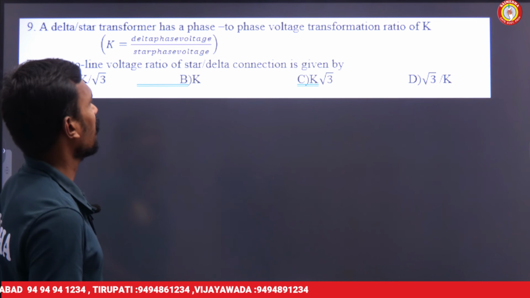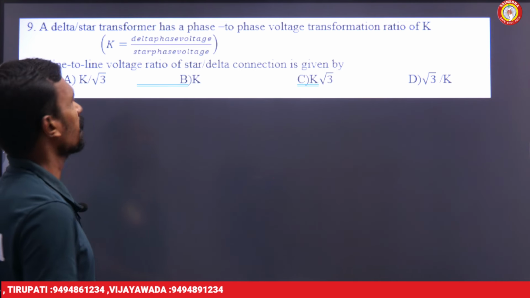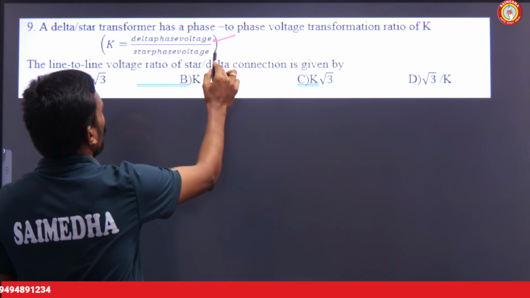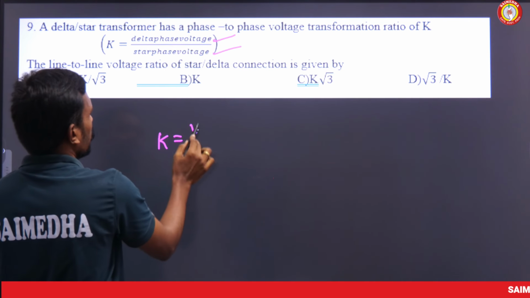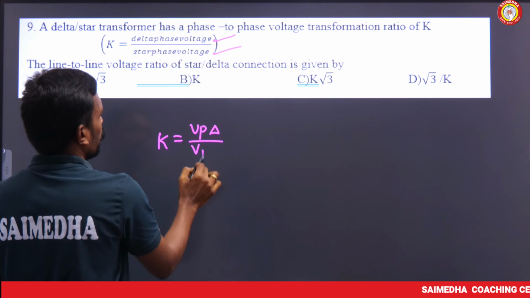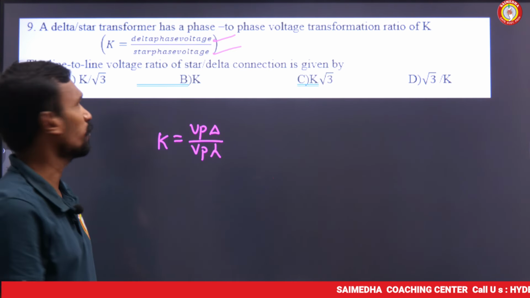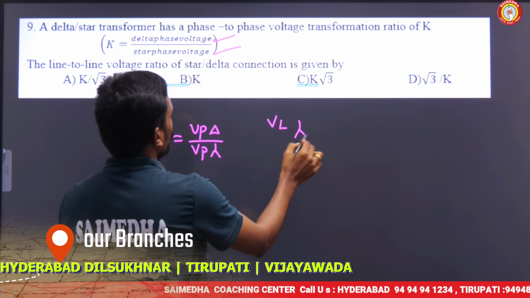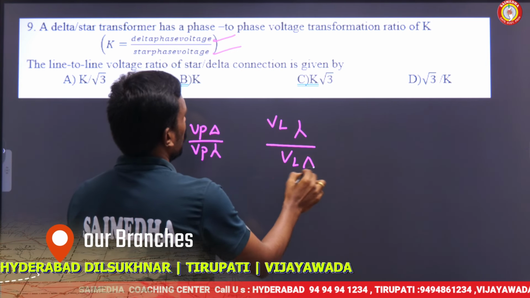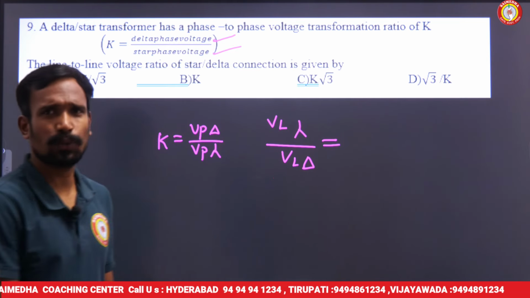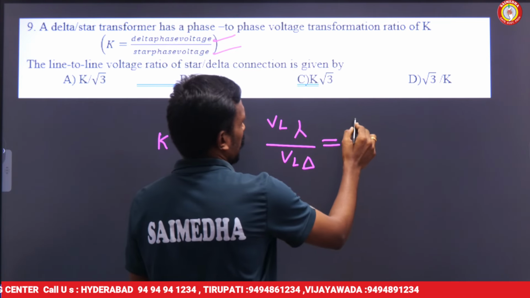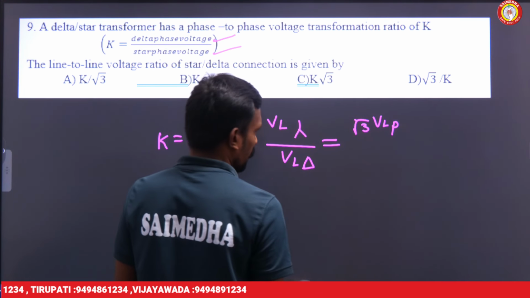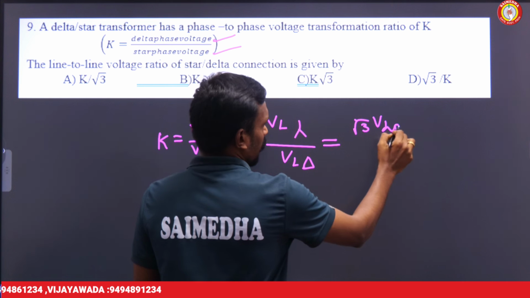A delta star transformer has a phase-to-phase voltage transformation ratio of K. K is the delta phase voltage to the star phase voltage. The line-to-line voltage ratio of star to delta is the star line voltage to the delta line voltage. What is the star line voltage? It is root 3 times the star phase voltage.